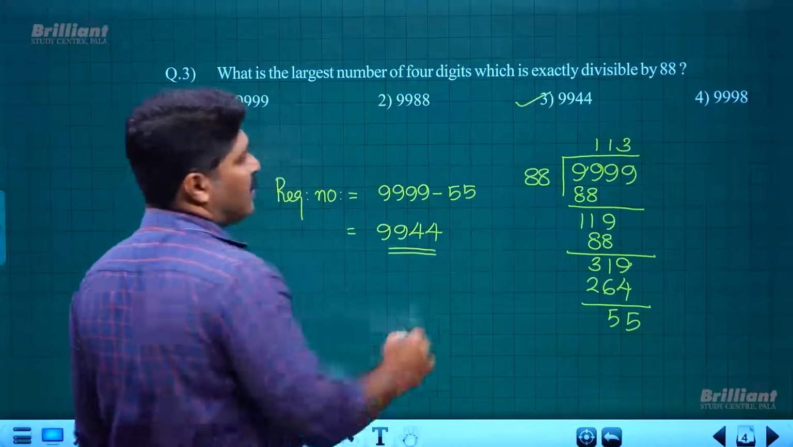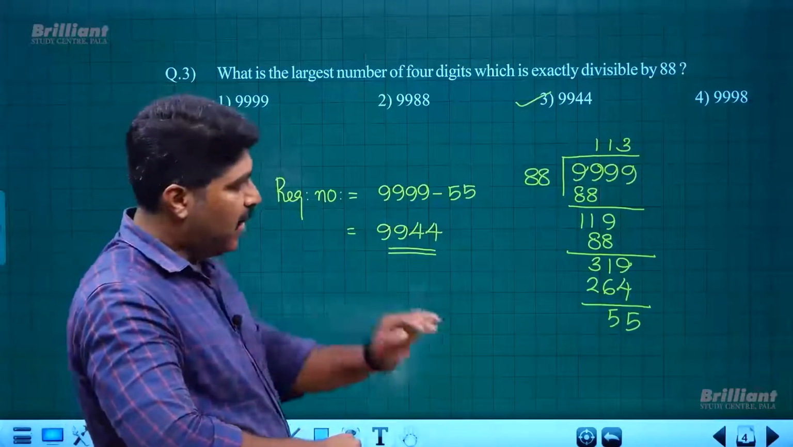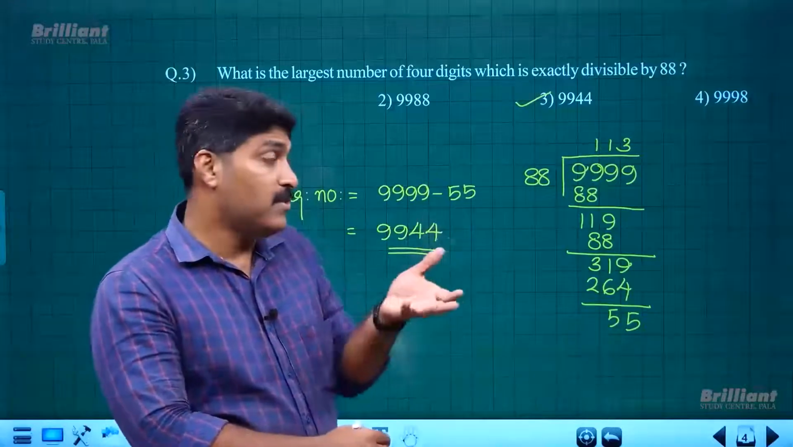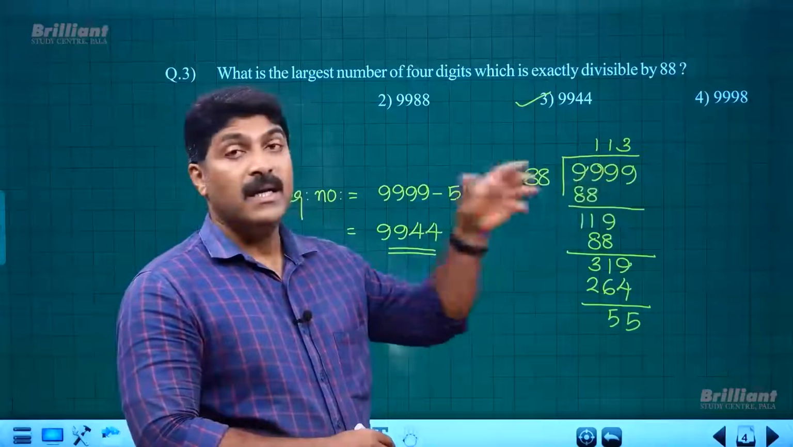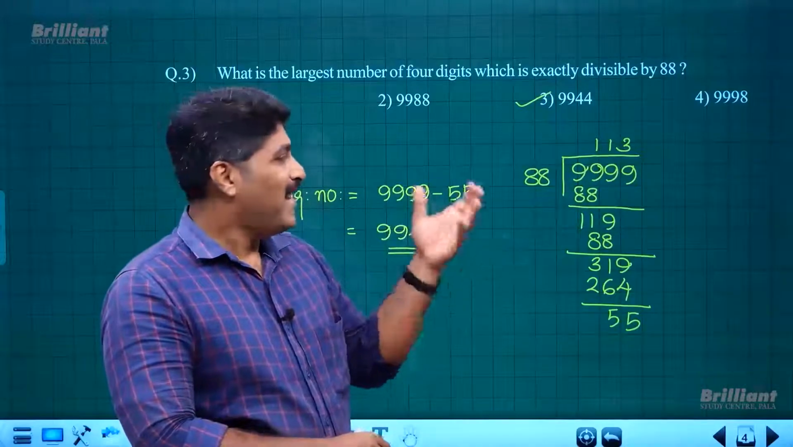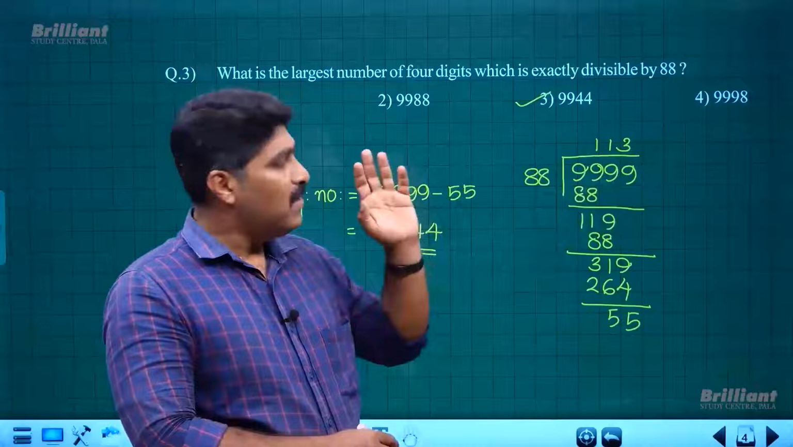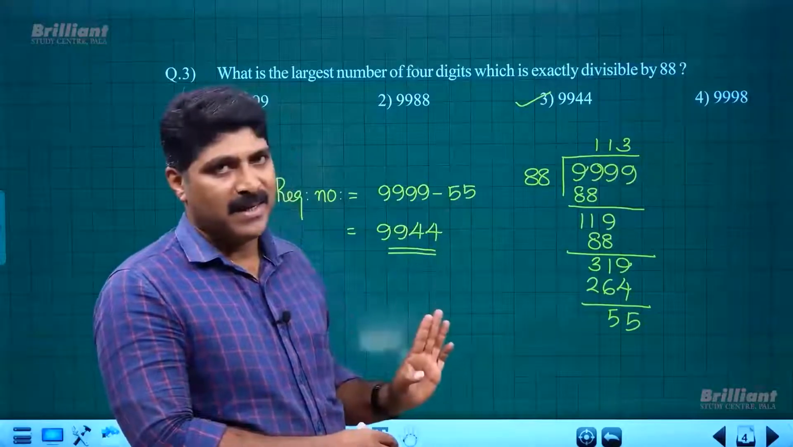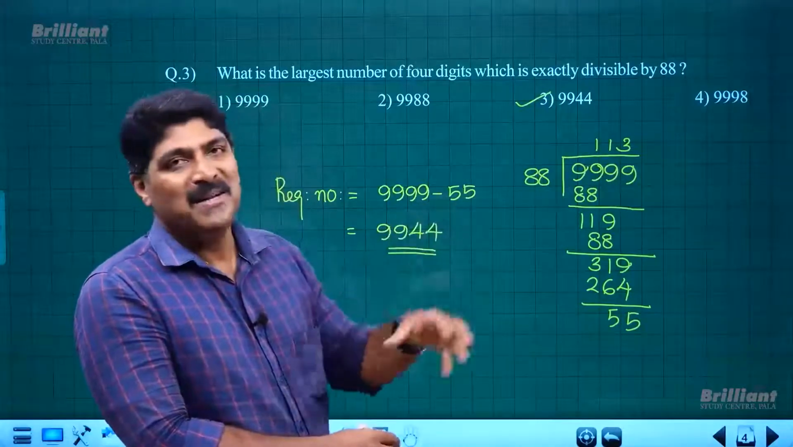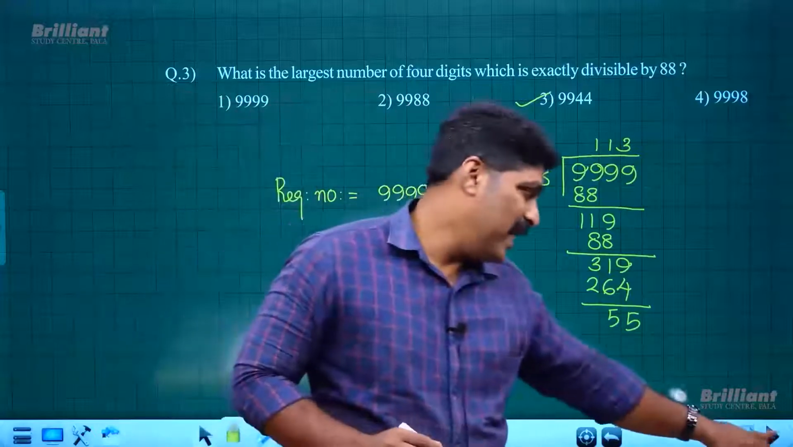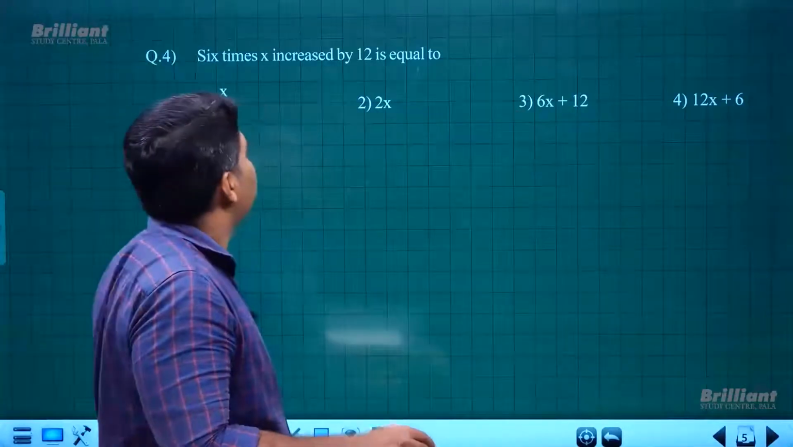9944. Here, this is the answer. So first you have to find out the remainder. First you just consider what is the largest such boundary. Here the largest 4-digit number is 9999. You just divide it by 88, find the remainder. You have to deduct that remainder from that boundary. You will get the remaining quantity, which is a multiple of 88.